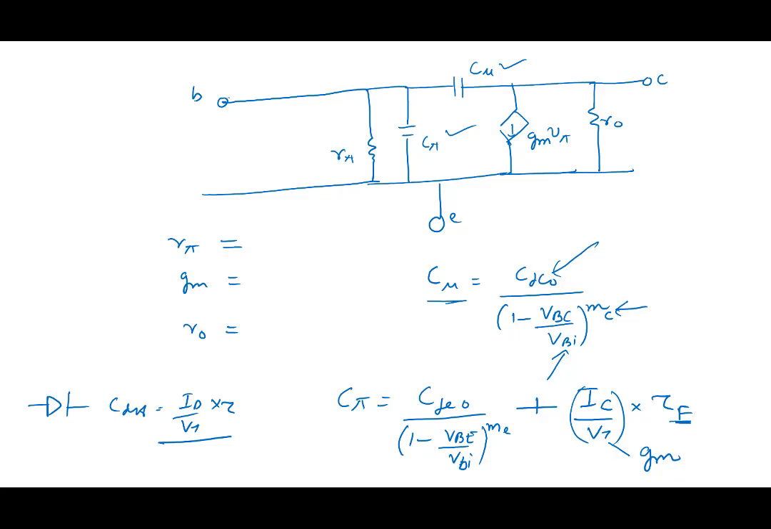If we know CJE0, we know built-in voltage, we know this grading coefficient, and GM anyway we know, and if we are given tau F, we'll be able to calculate what is C pi. So we know now how to calculate all these things here: R pi, GM, R naught. We need to be given these values. We'll calculate C mu. We'll be able to calculate C pi. Right? All these values we'll be able to calculate.